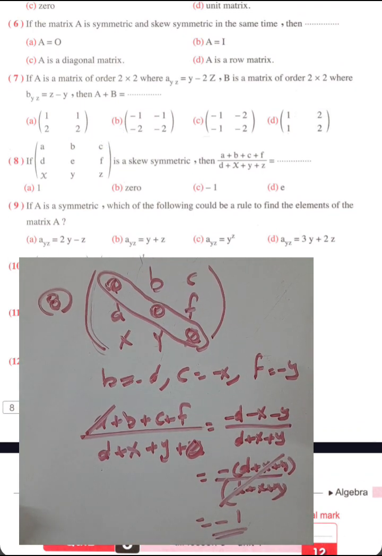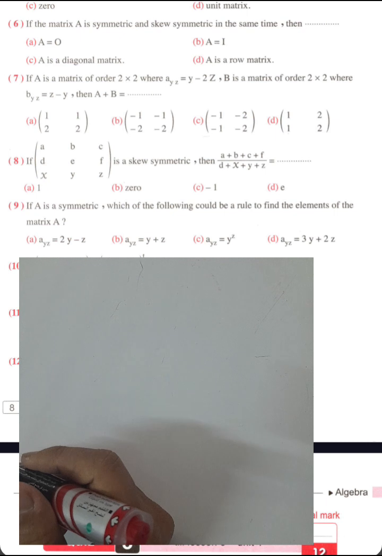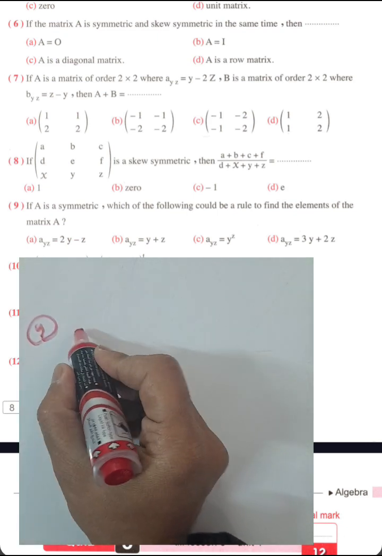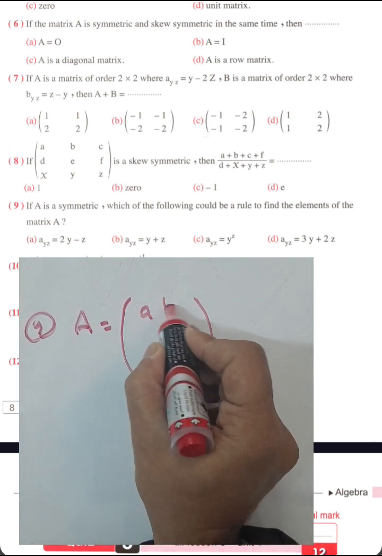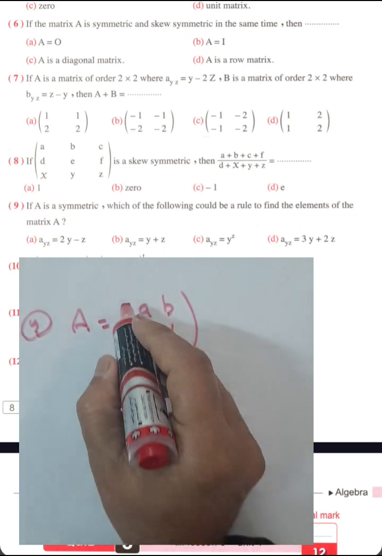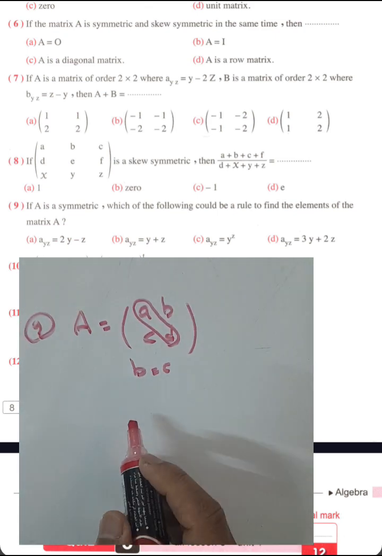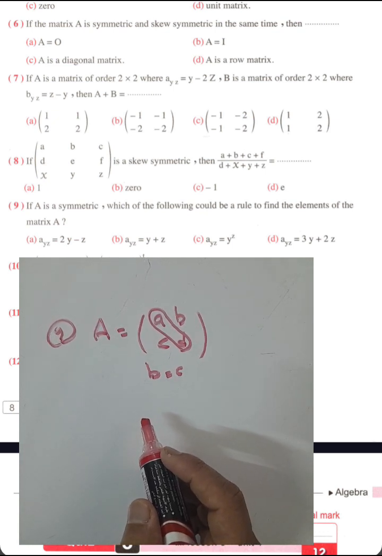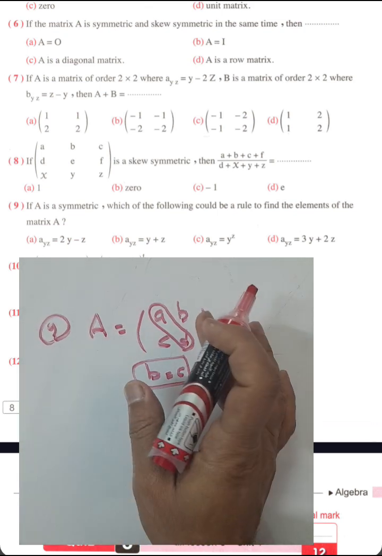Question number 9. If A is a matrix, which of the following could be a rule to find the elements of matrix A? We have A is a symmetric matrix such that we have here this matrix A, B, and C and D, okay. Symmetric here means B equals C about this matrix. And what about the rule to find elements of the matrix A? It could be what? We know B equal C. This element equals this element.